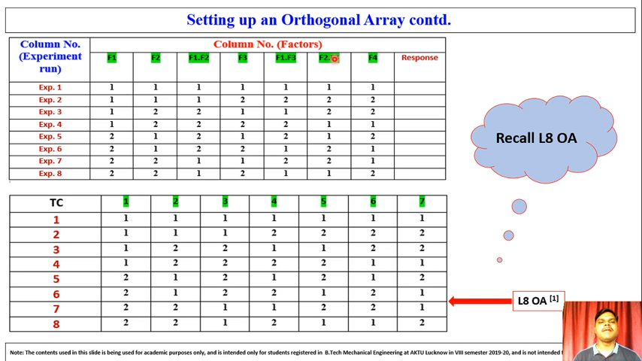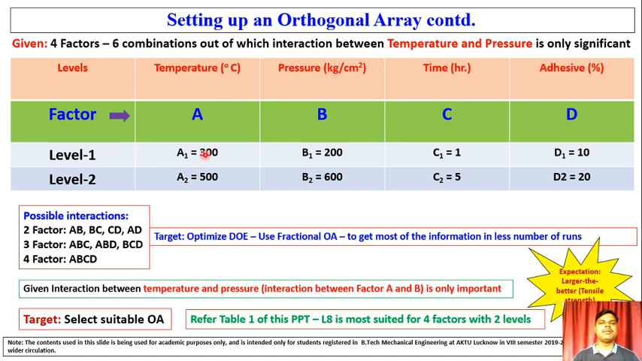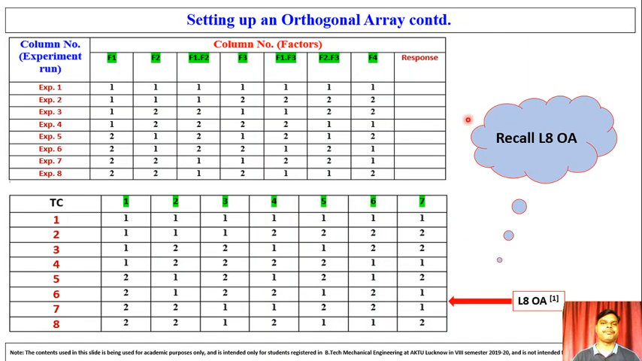Okay, and if there is an interaction between factor 2 and factor 3, we will write it here in column number 6, and in column number 7 we'll write the independent fourth factor, that is f4. So this f1, f2, f3 and f4 are basically these parameters, these factors: factor A, that is temperature; factor B, that is pressure; factor C, that is time; and factor D, that is adhesive percentage, right?